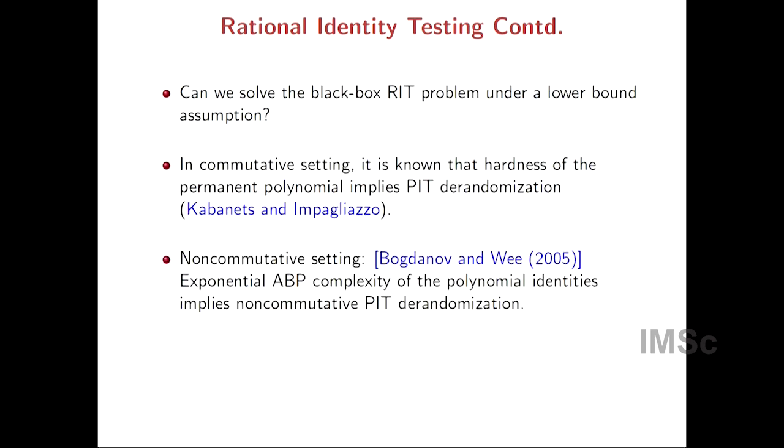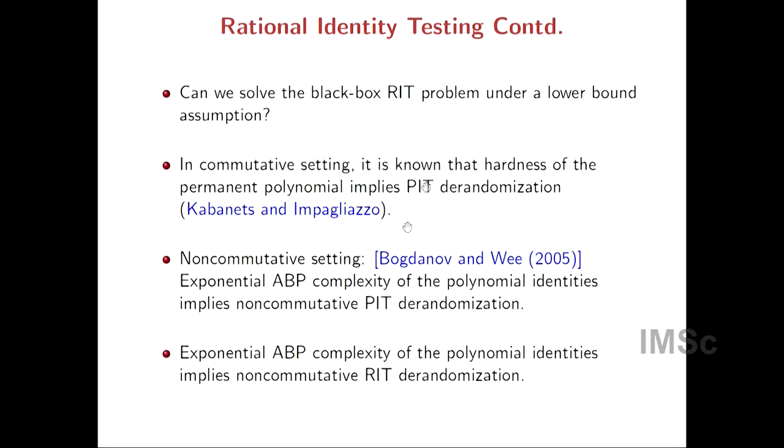Finally, one more result, connecting hardness to randomness. It's known in the commutative setting that if you assume that the permanent polynomial is hard, then you can get reasonably efficient algorithms for polynomial identity testing. You can so-called de-randomize polynomial identity testing. And we could do something similar, assuming that polynomial identities in the non-commutative world have exponential algebraic branching program complexity.